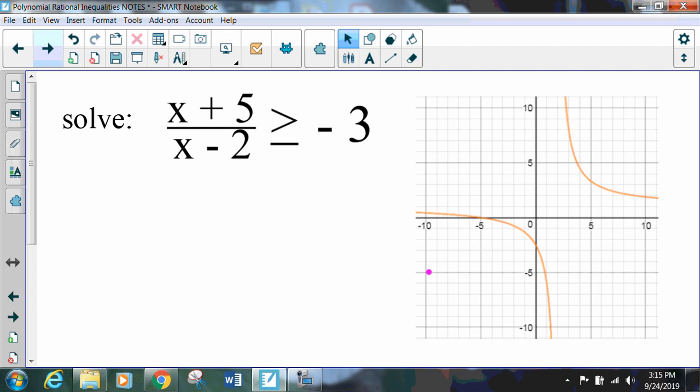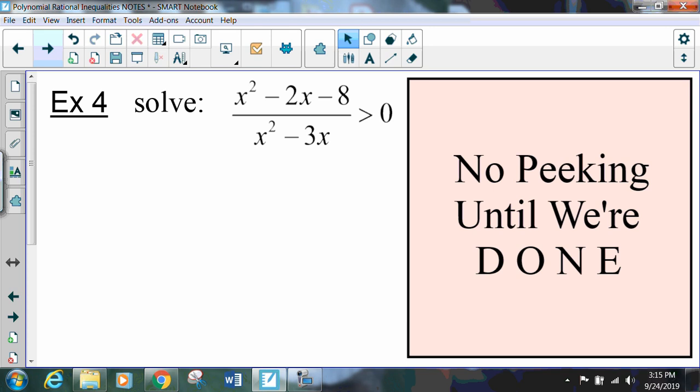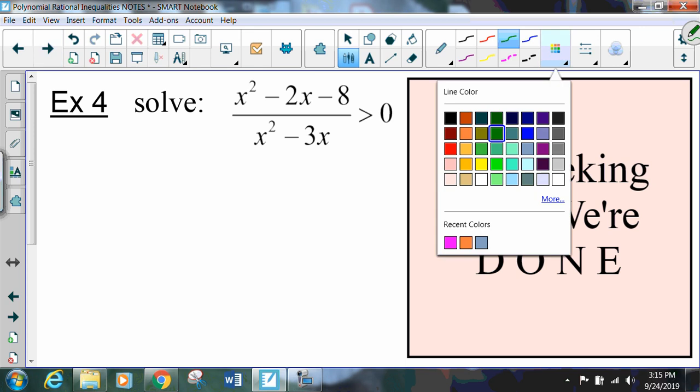We are going to make this video a little shorter though, and we are going to go to example 4. Once again, we have a rational, and so we're going to be on the lookout not only for numbers when we set this equal to 0, but for numbers that will cause us issues in the denominator. All right, here we go. Let's go ahead and start with that.